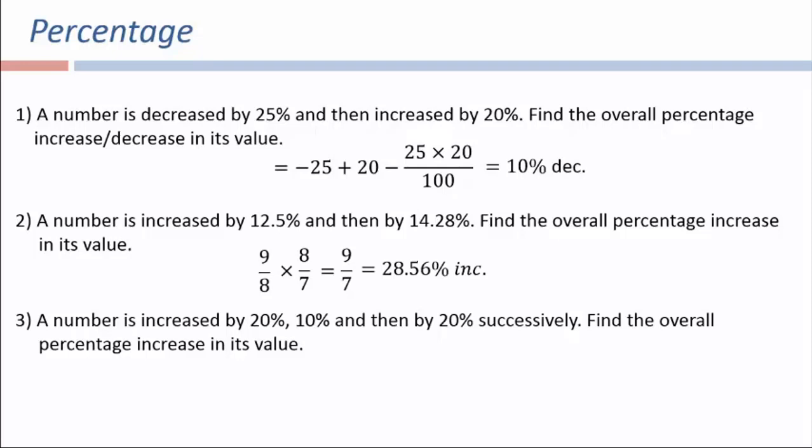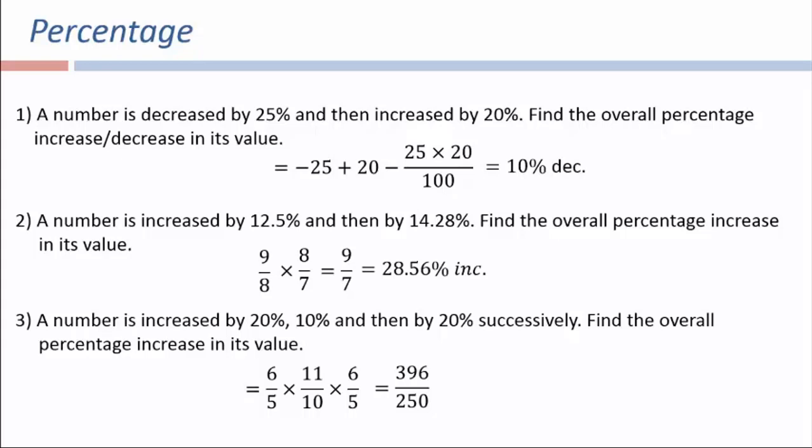So an increase of 20% would mean 6 by 5, 10% increase would mean 11 by 10, and again 20% increase would mean 6 by 5. On multiplying these multiplying factors, we will get an overall multiplying factor as 396 upon 250. So there are situations where numbers like these would appear, but you don't have to worry about them. You simply have to move on with the procedure that you have understood.